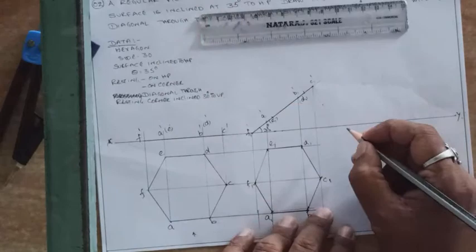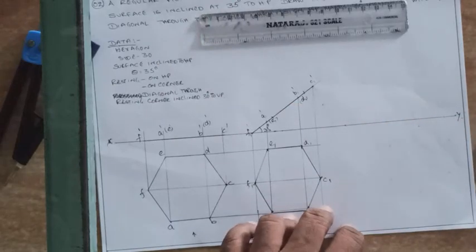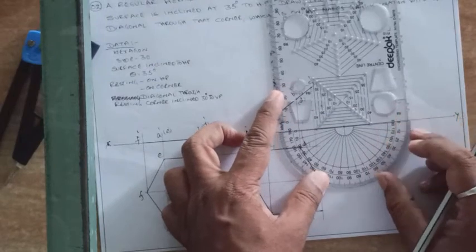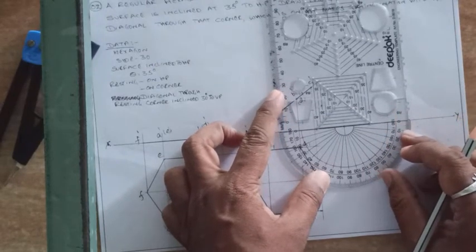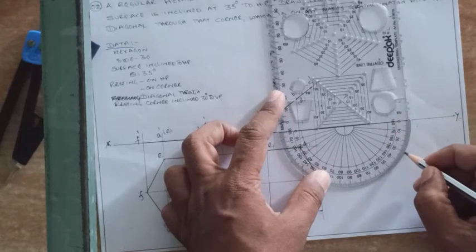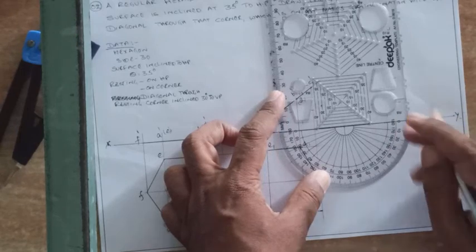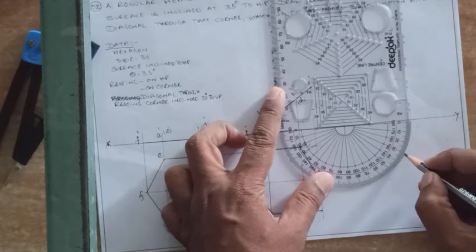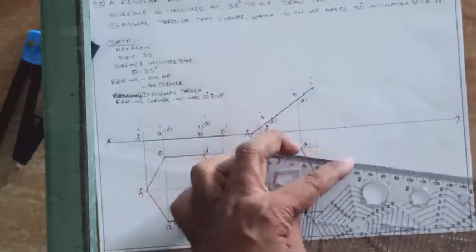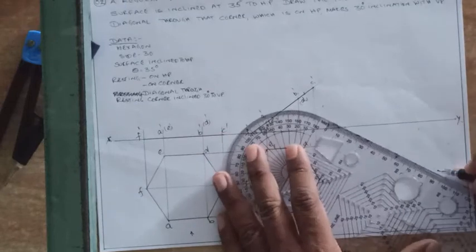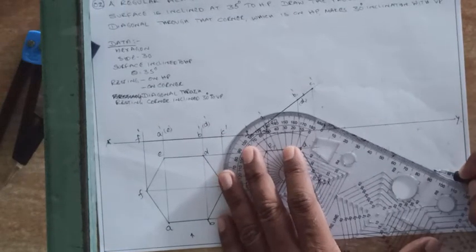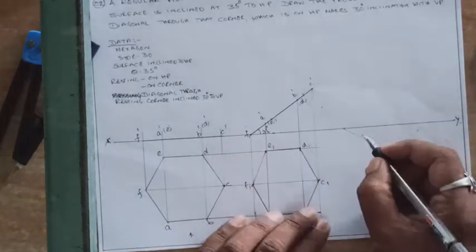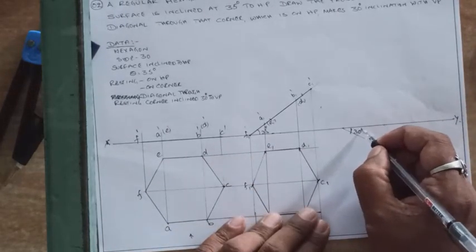For that, at a convenient place, mark a point on the XY line, maintaining a minimum 15 to 20 mm distance between the views, and the angle given is 30 degrees. How much? 30 degrees, correct. So mark the point at 30 degrees, then draw a thin inclined line like this.